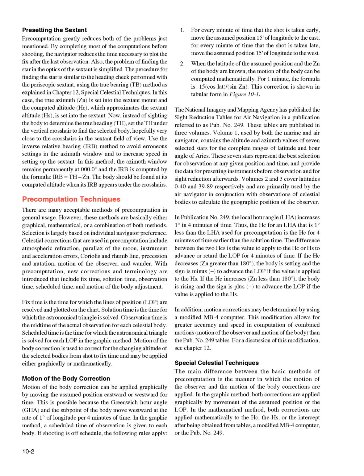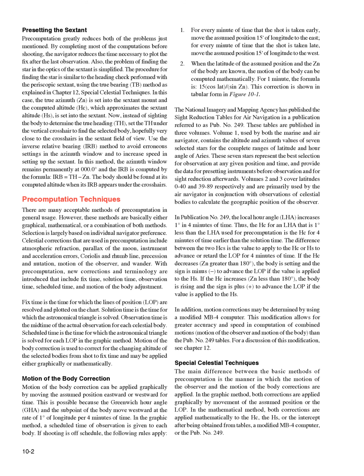In addition, motion corrections may be determined by using a modified MB4 computer. This modification allows for greater accuracy and speed in computation of combined motions, motion of the observer and motion of the body, than the Pub. No. 249 tables. For a discussion of this modification, see Chapter 12.